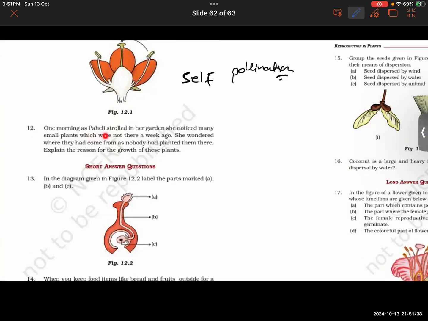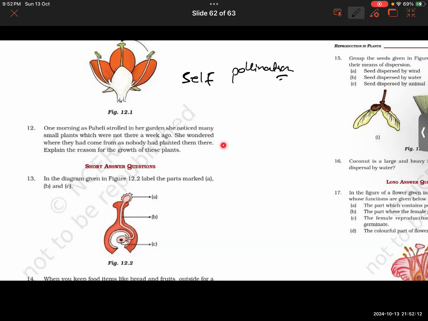One morning, as Pahili strolled in her garden, she noticed many small plants which were not there a week ago. She wondered where they had come from, as nobody had planted them there. Explain the reason for the growth of these plants. I think most appropriately the answer could be that the seeds of those plants could have been brought into the garden by the action of the wind or by some birds.